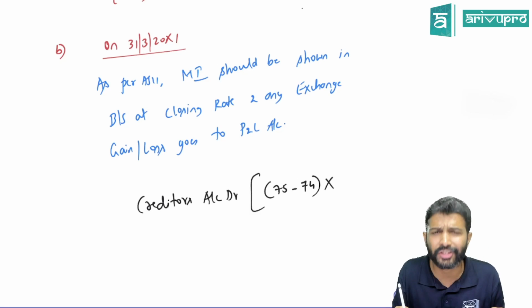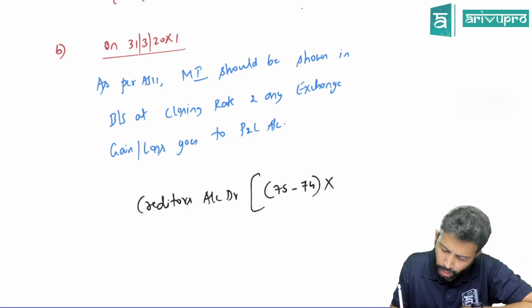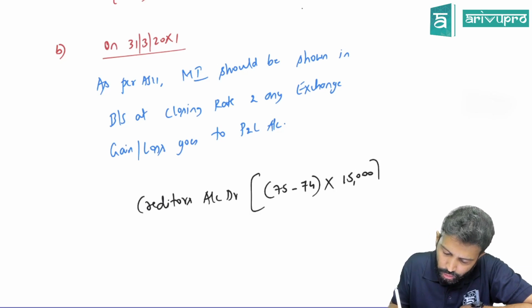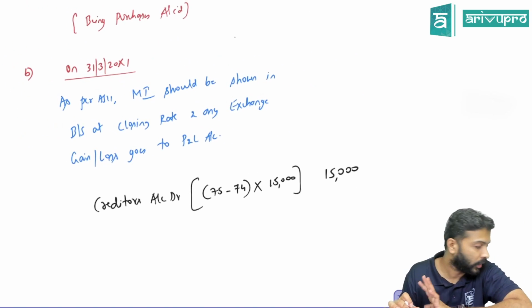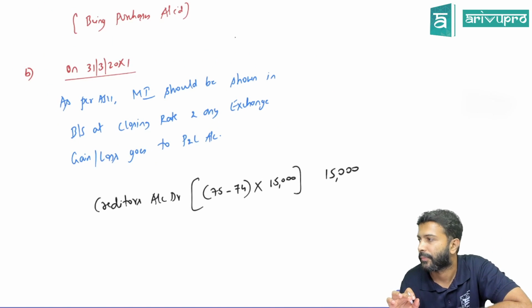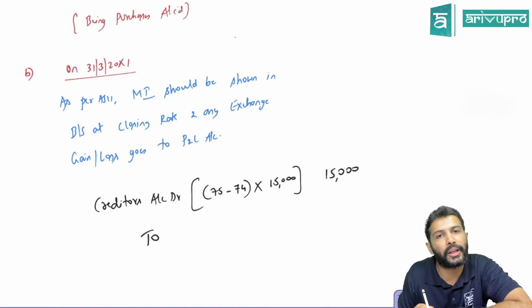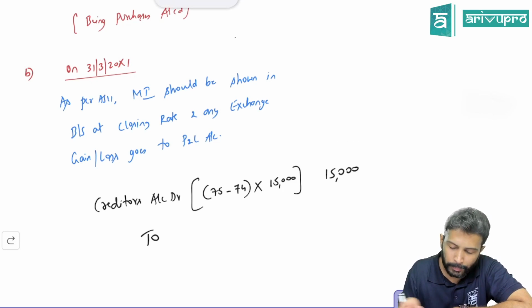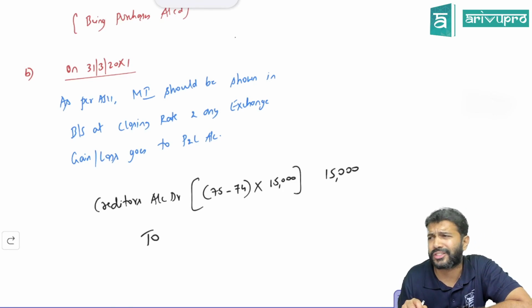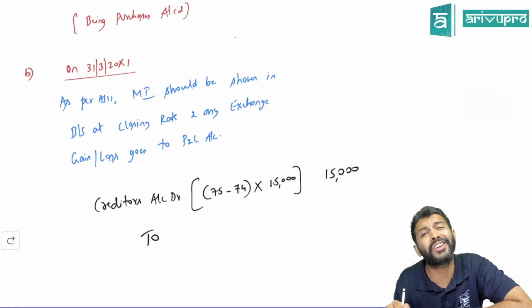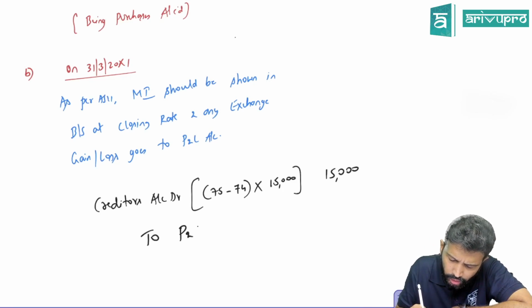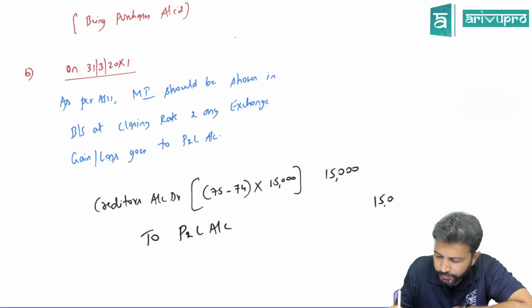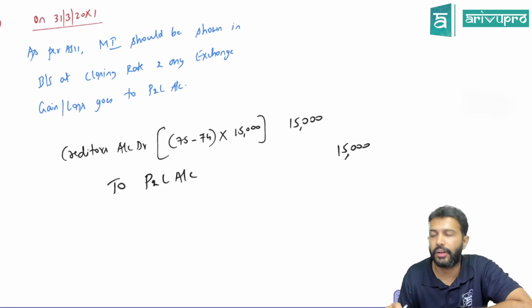I have converted it at 75, but I need to convert it at 74. That means how much extra conversion I've done? 1. For how many dollars? $15,000. So creditors will reduce by 15,000 rupees. Creditors account debit 15,000. Am I paying this 15,000 or what is this? This is a gain arising due to forex fluctuation. That means directly I can write what here? To P&L account. Forex gain that has gone to P&L account.